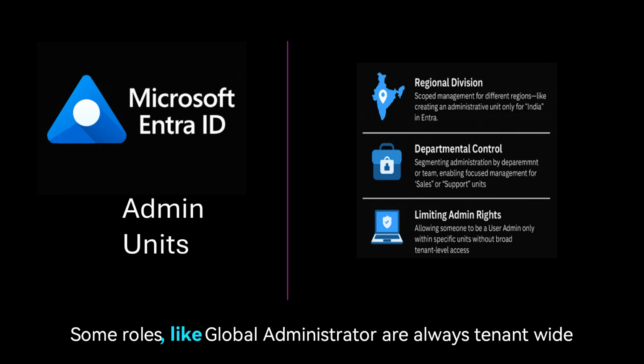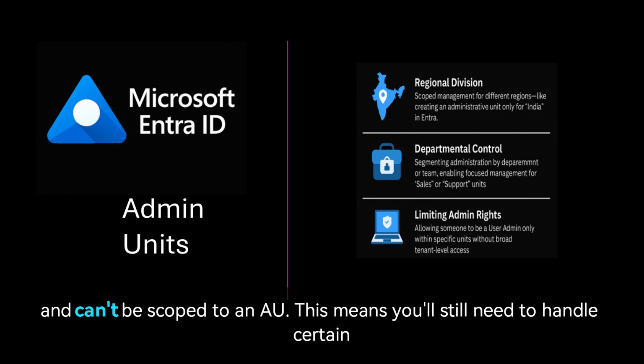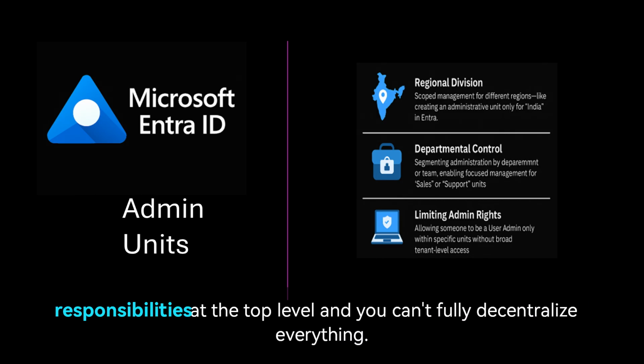Some roles, like Global Administrator, are always tenant-wide and can't be scoped to an AU. This means you'll still need to handle certain responsibilities at the top level, and you can't fully decentralize everything.